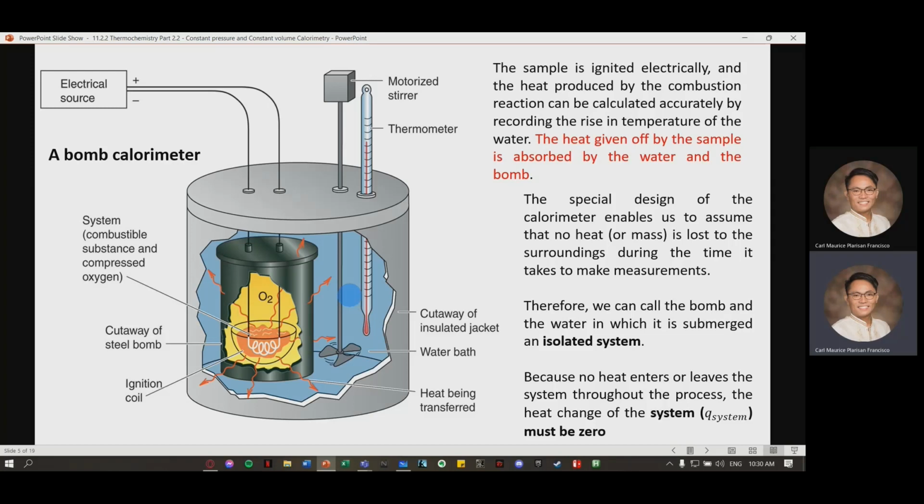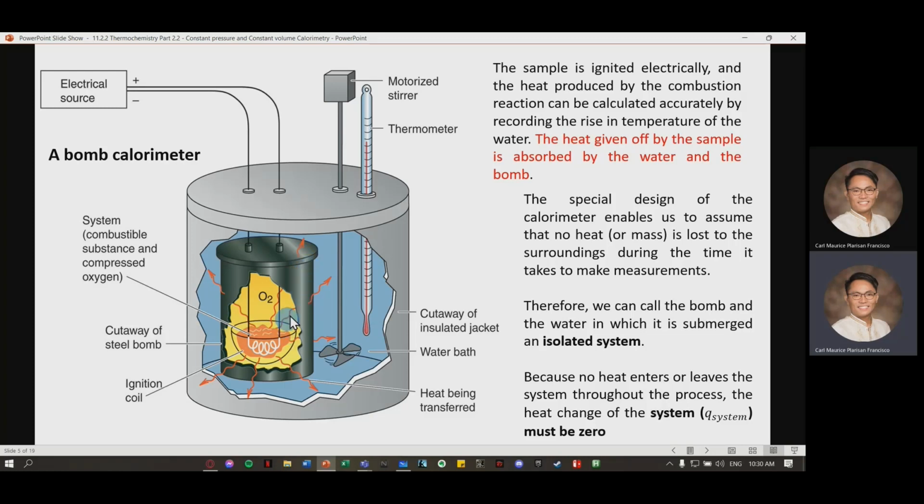So let us look at how the process is being done, the simple process in a nutshell. The sample is ignited electrically. So this is a sample, and for the sample to start to combust or to start to be ignited, we use electricity, electrical energy, or electrical source. And the heat produced by the combustion reaction can be calculated accurately by the rise in temperature of water. So the moment that the sample combusts, the heat produced by the combustion, look at the arrow, represented the heat being transferred.